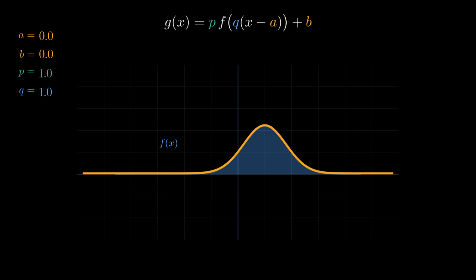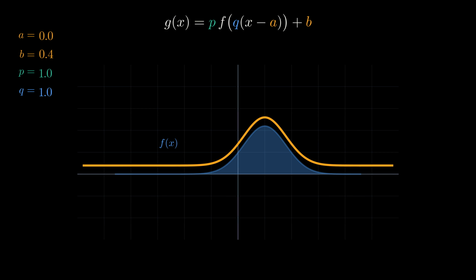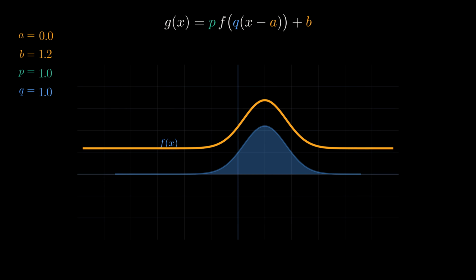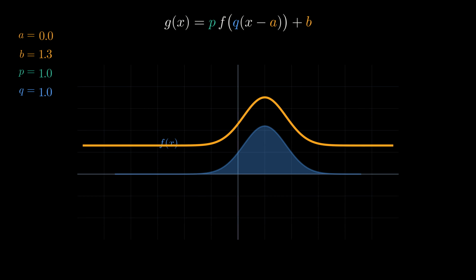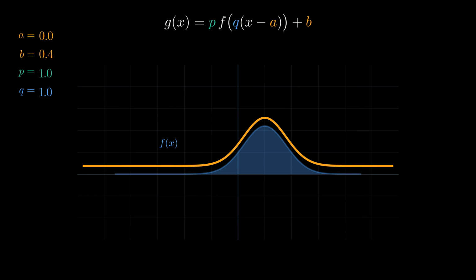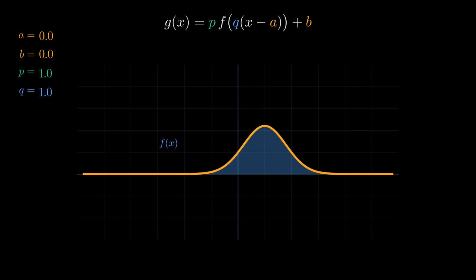First, b. It's on the outside, added after f. Turn b up, and the whole curve rises. Turn it down, and it drops. Outside means it acts on y, exactly as written. Plus b moves up by b. Now a on the inside, next to x. You'd guess minus a moves it left, but no. f of x minus a shifts the curve to the right. Inside does the opposite of how it looks.